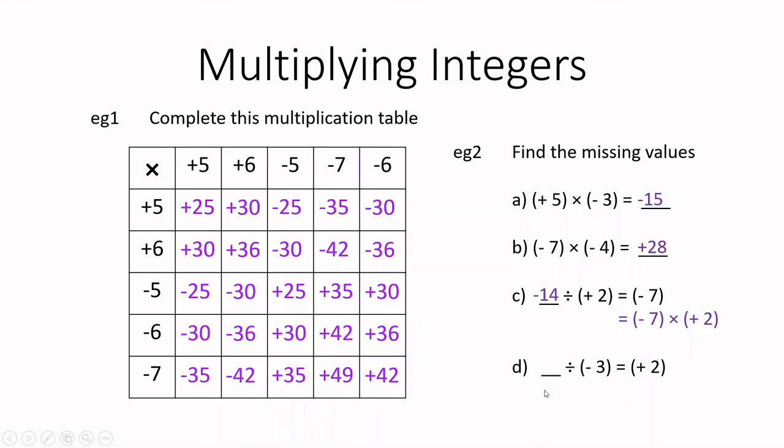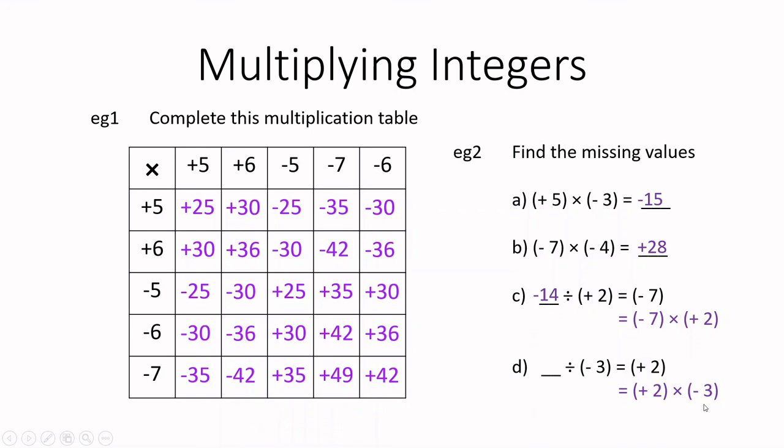See if you want to try that for question D on your own first. Go ahead and rearrange that. Get the blank on its own, so the opposite of dividing is multiplying. So to find that blank, we'll do positive 2 times by negative 3. Again, I didn't change that negative to a positive. What I changed is the operation that this value is performing on our unknown value. It was divide, I made it multiply.